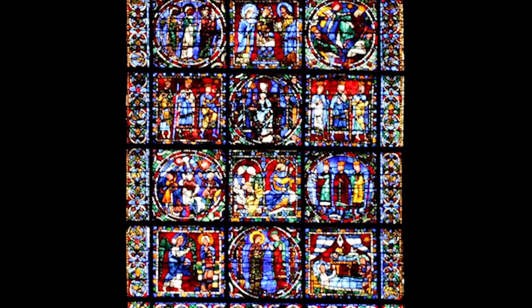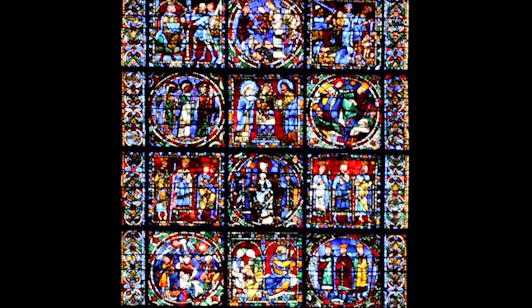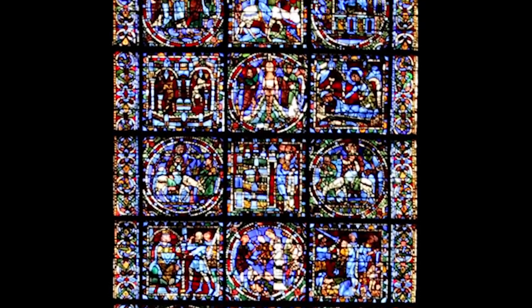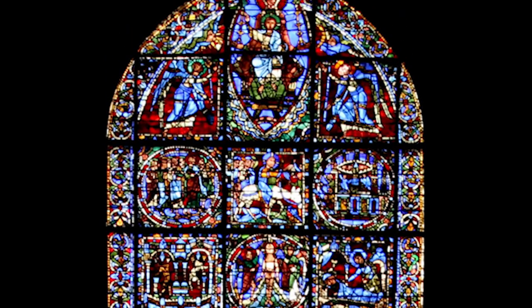In the next row up to the far right, the shepherds view the Star of Bethlehem. In the arch of the window is Mary and the Christ child, with angels on each side. Just below the arch you see Christ on a white donkey as he enters Jerusalem.